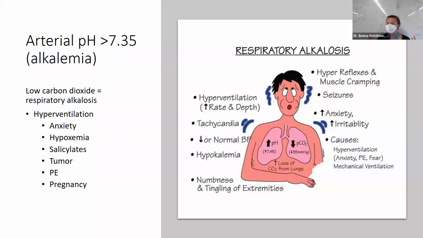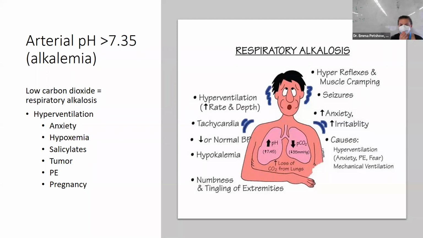So on the other end, respiratory alkalosis. So alkalosis, right? Elevated pH. So we're now in a basic state. Respiratory alkalosis, we have a low carbon dioxide system. We see true hyperventilation here. It can occur from anxiety or panic disorder, hypoxemia, salicylates, tumors. That's pulmonary embolism, PE, and pregnancy.